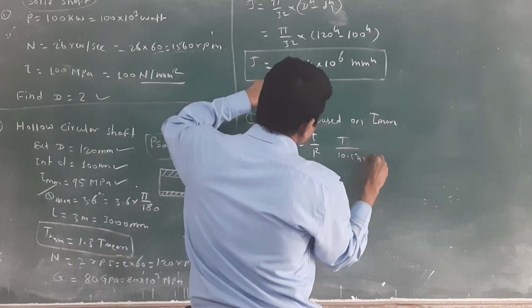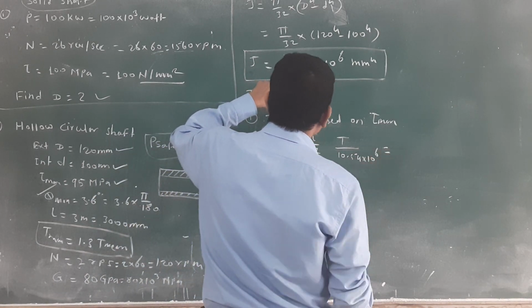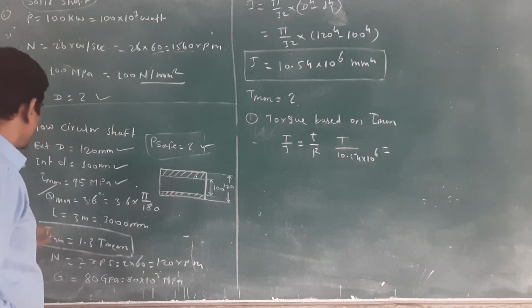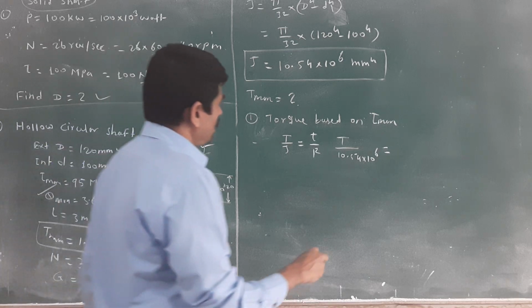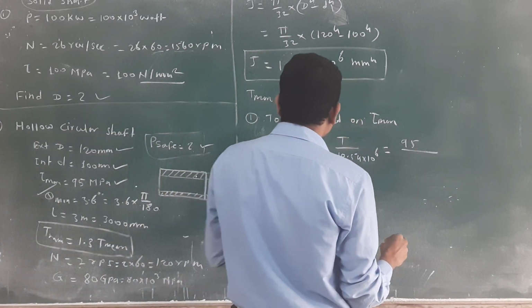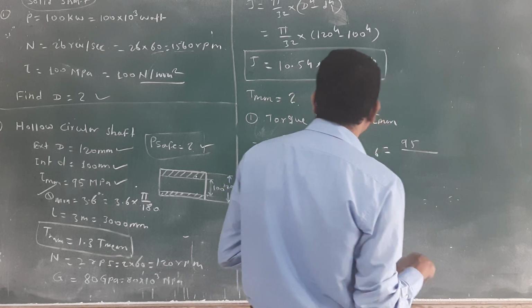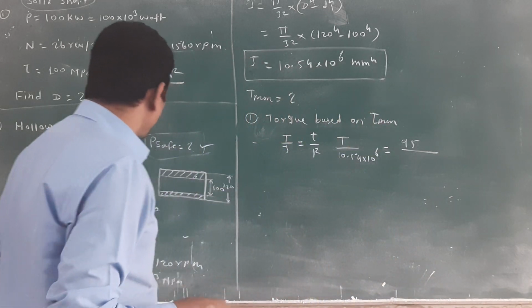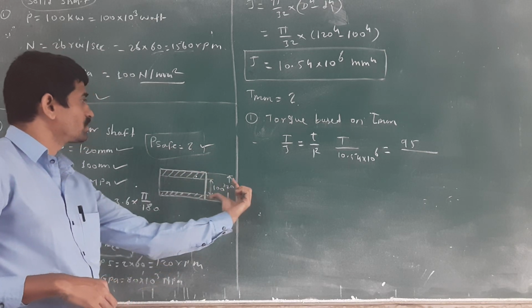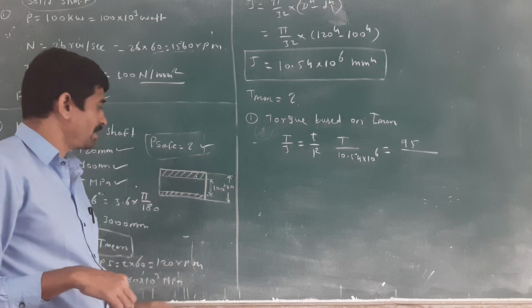J is 10.54 into 10 raised to 6. Then what is the tau? Tau is given, tau max 95 MPa, it's 95 as it is, divided by R. R is equal to D by 2. Then which D do we choose, internal or external? You have to choose the maximum value of D.